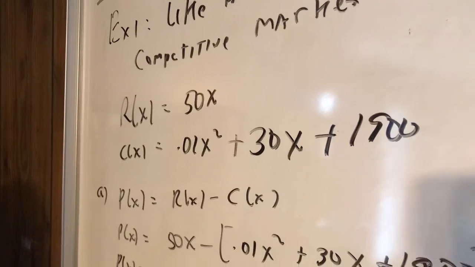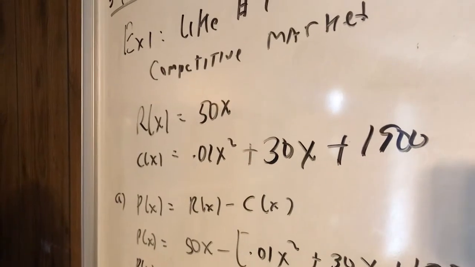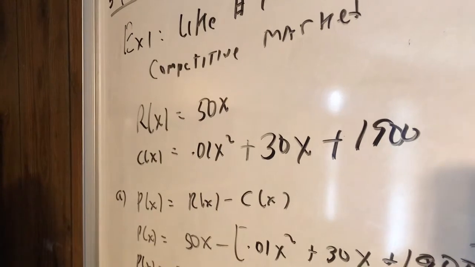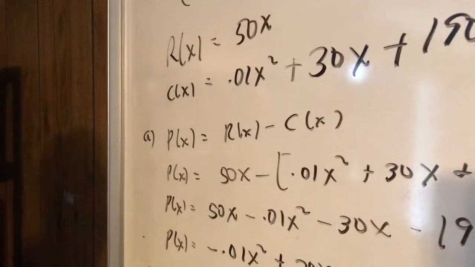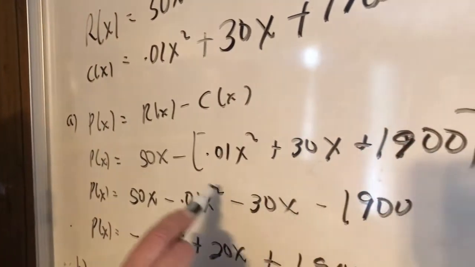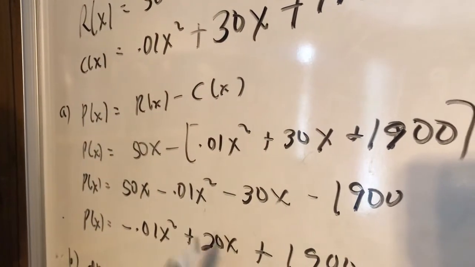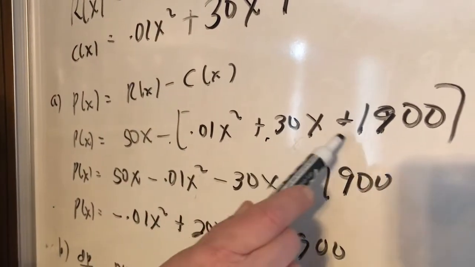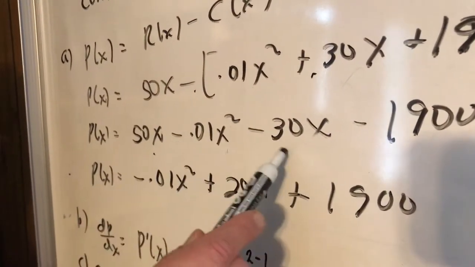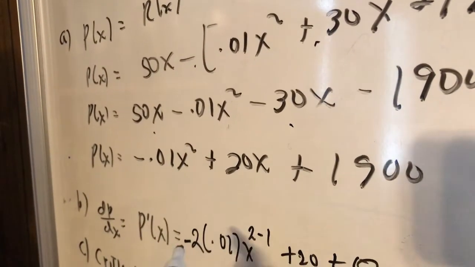It's a competitive market because there's no way the demand can affect how we do with the price, and in the long run, the price sort of flattens out. The first question was to find the profit. We did this last time. So we took the revenue and subtracted the cost, making sure we had the cost function bracketed. We then distributed the minus sign throughout all three terms, subtracting 50x minus 30x, and we got minus 0.01x squared plus 20x, and that should be a minus.